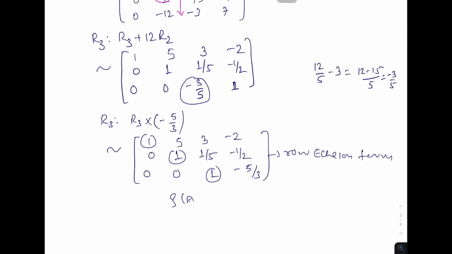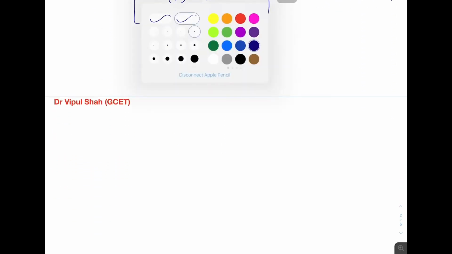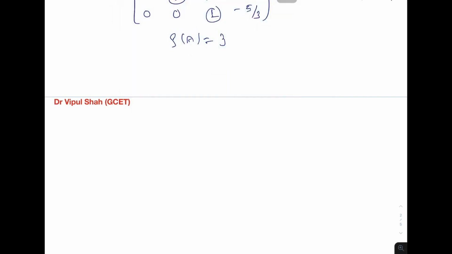And the number of non-zero rows is the rank. So the rank of A is equal to 3. Okay, let us take one more example to find the rank.